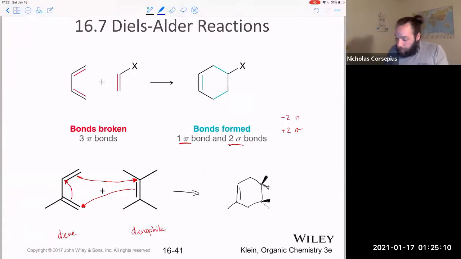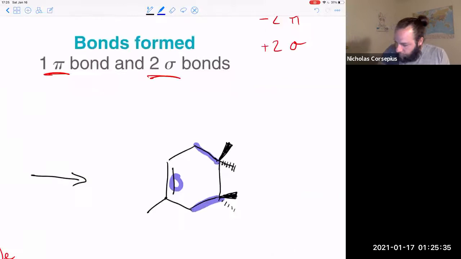Which bonds were being formed? Well, this pair of electrons formed this bond, and this pair of electrons formed this bond. And then, of course, my new pi bond was formed when this pair jumped over. Okay, so that would be that. All right, so just being able to be given a pair of substrates and figure out what the product of the Diels Alder reaction would be, that's going to be the hard part for this chapter, or for this lecture.